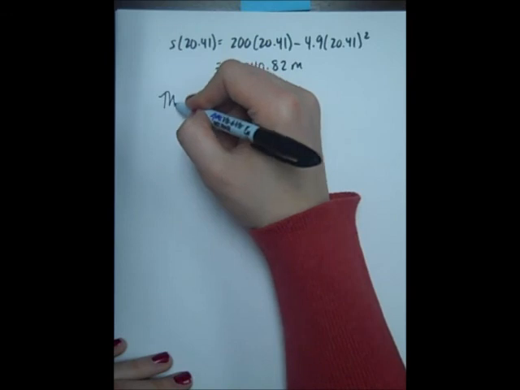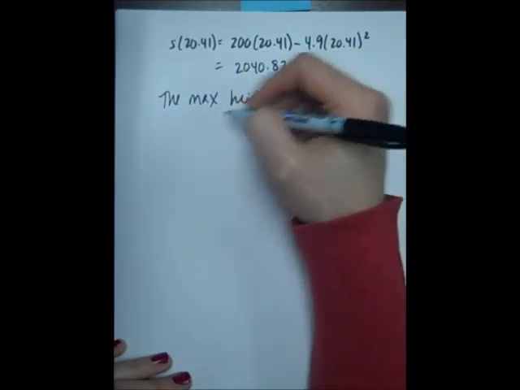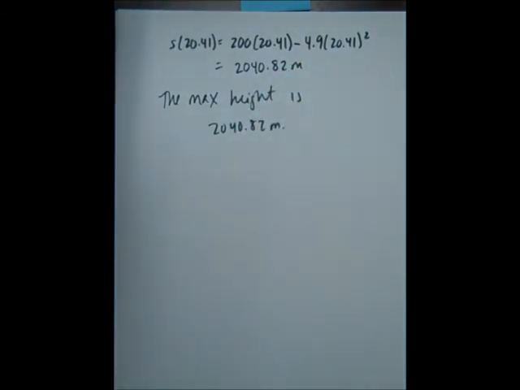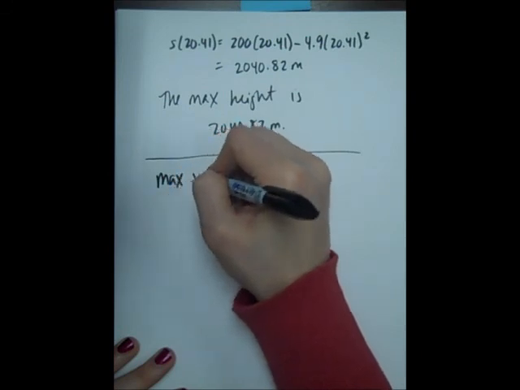So the max height is 2040.82 meters. Again, how did we find that? We found where velocity was equal to 0, solved that for t, plugged that t value into the position. So it's kind of like saying, where did the maximum height occur, and then what was the maximum height at that value. The next thing we needed to find was the maximum velocity.